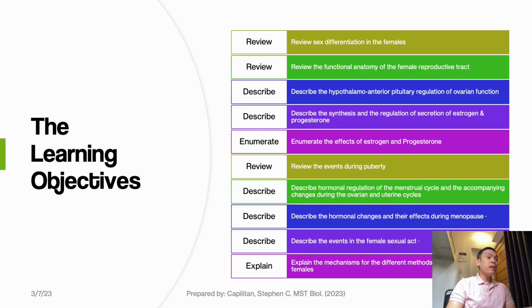Here, the learning objectives are as follows: review the sex differentiation in females, review the functional anatomy of the female reproductive tract, describe the hypothalamo-anterior pituitary regulation of ovarian function, describe the synthesis and regulation of secretion of estrogen and progesterone, enumerate the effects of estrogen and progesterone, review the events during puberty, describe the hormonal regulation of the menstrual cycle and the changes during the ovarian and the uterine cycles, describe the hormonal changes and their effects on menopause, describe the events during the female sexual act and the different mechanisms for methods of contraceptives in females.